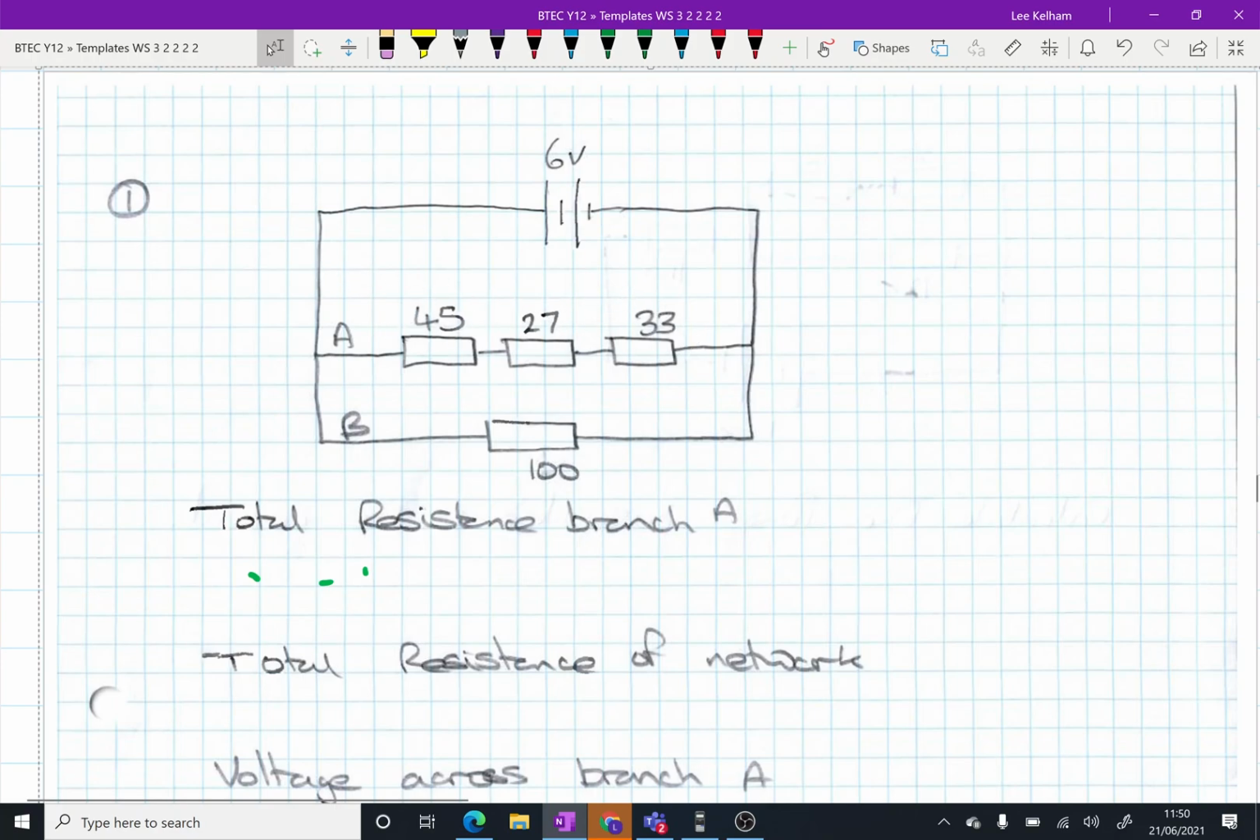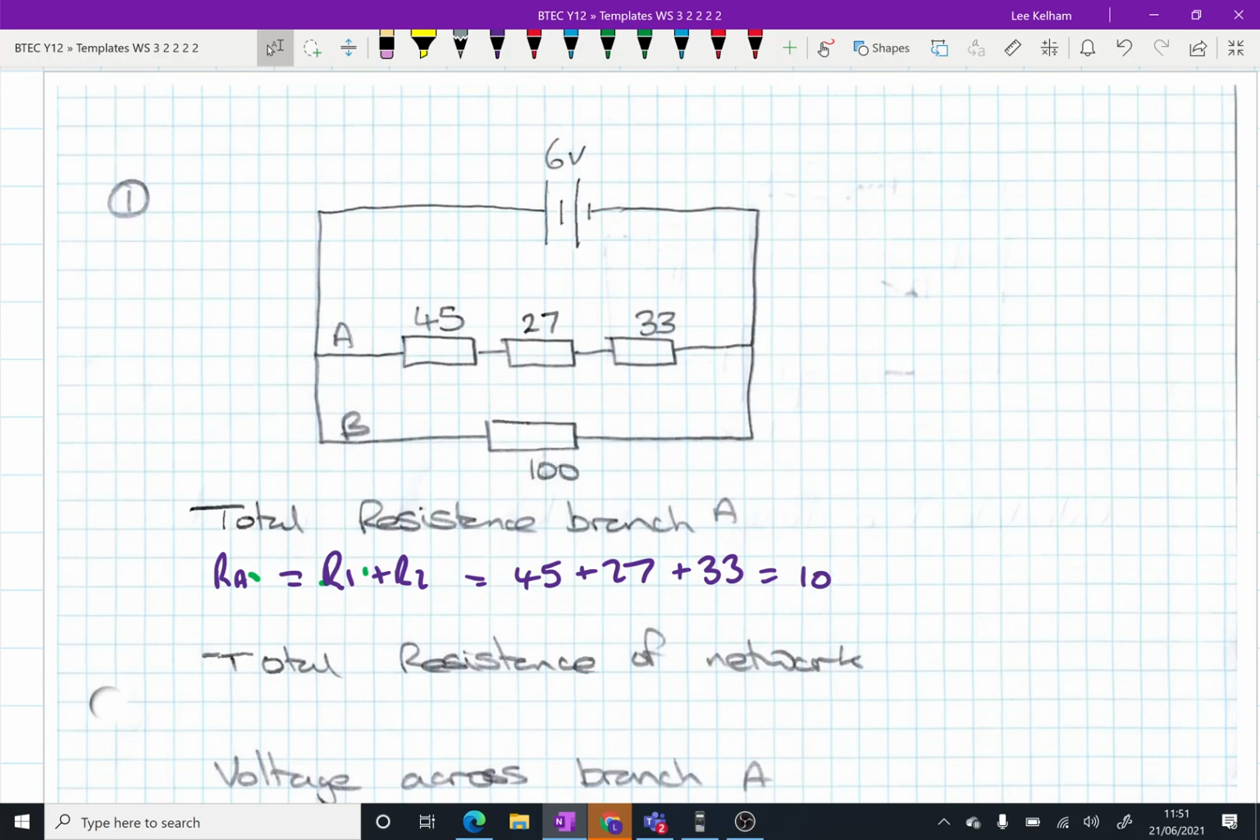So branch A there. So our total resistance on there. The resistance of branch A is just going to be R1 plus R2. So we've got 45 plus 27 plus 33, which is 105 ohms. Okay, so now we're looking at the total resistance of the network. So we've got 105 ohms just here in parallel with 100.